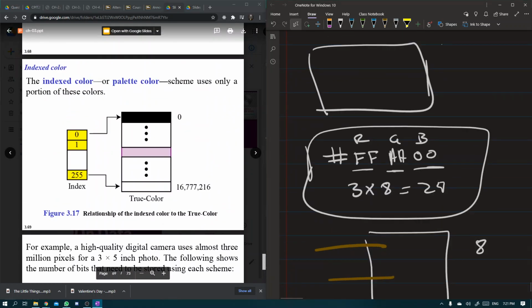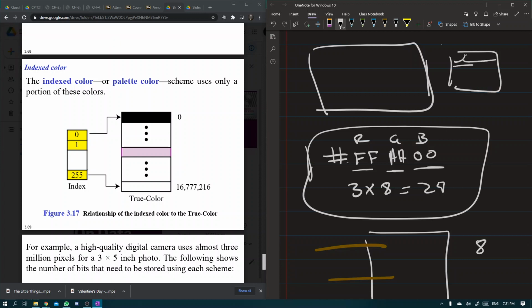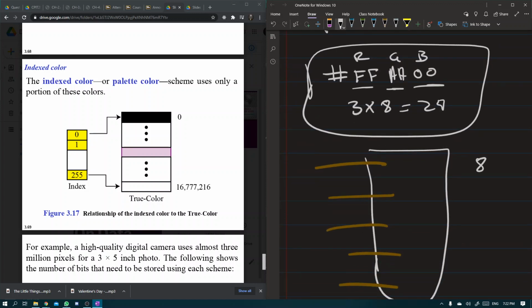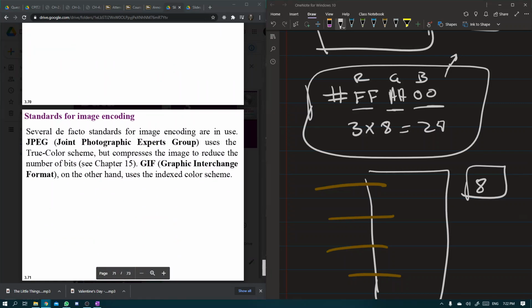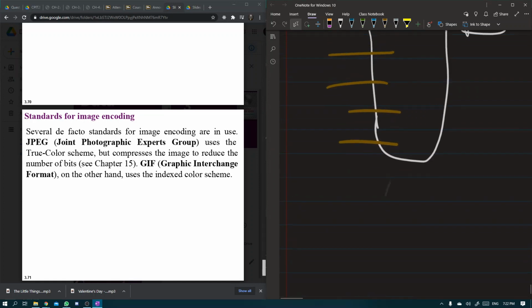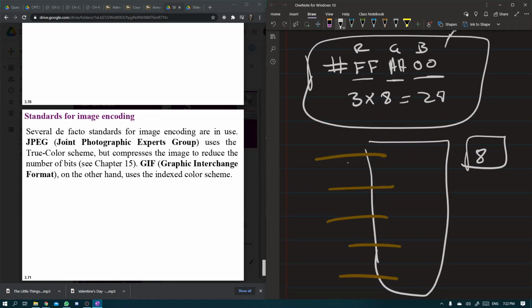Usually in a bitmap image, a map of bits, every pixel would have its own RGB value. Of course, 24 bits per pixel, that's a lot. So some methods use indexed color, or some methods use real color, but they're compressed somehow. So JPEG and GIF. As we said before, there are two main types of color: true color, which is storing 1 byte for each color, and indexed color, which is taking only a part of the whole.